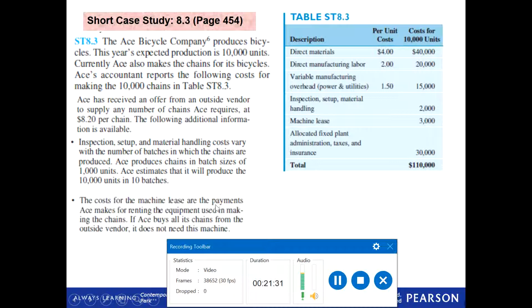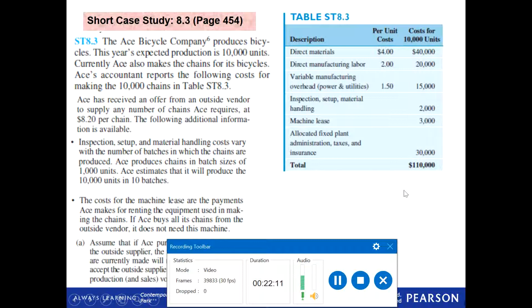Machine lease, what is the information for machine lease? These are payments Ace makes for renting the equipment used in making chains. This machine lease is a cost only when we make these chains on our own. Why? Because we rent some machine, ijar. We need a special machine which we rented from outside to make these chains. If we don't make the chains, this cost will not be there. It is a fixed cost, but it depends, right? Remember, if we don't make these chains, the same fixed cost will disappear.